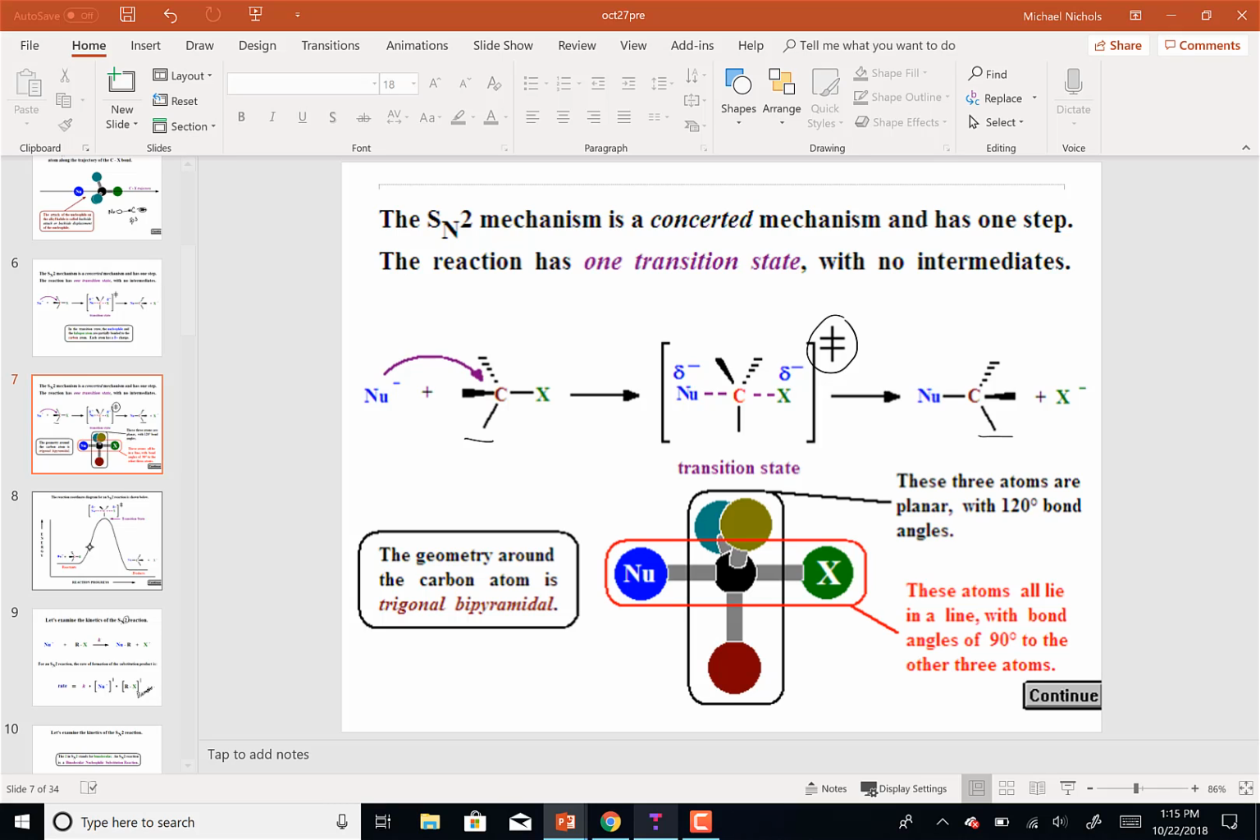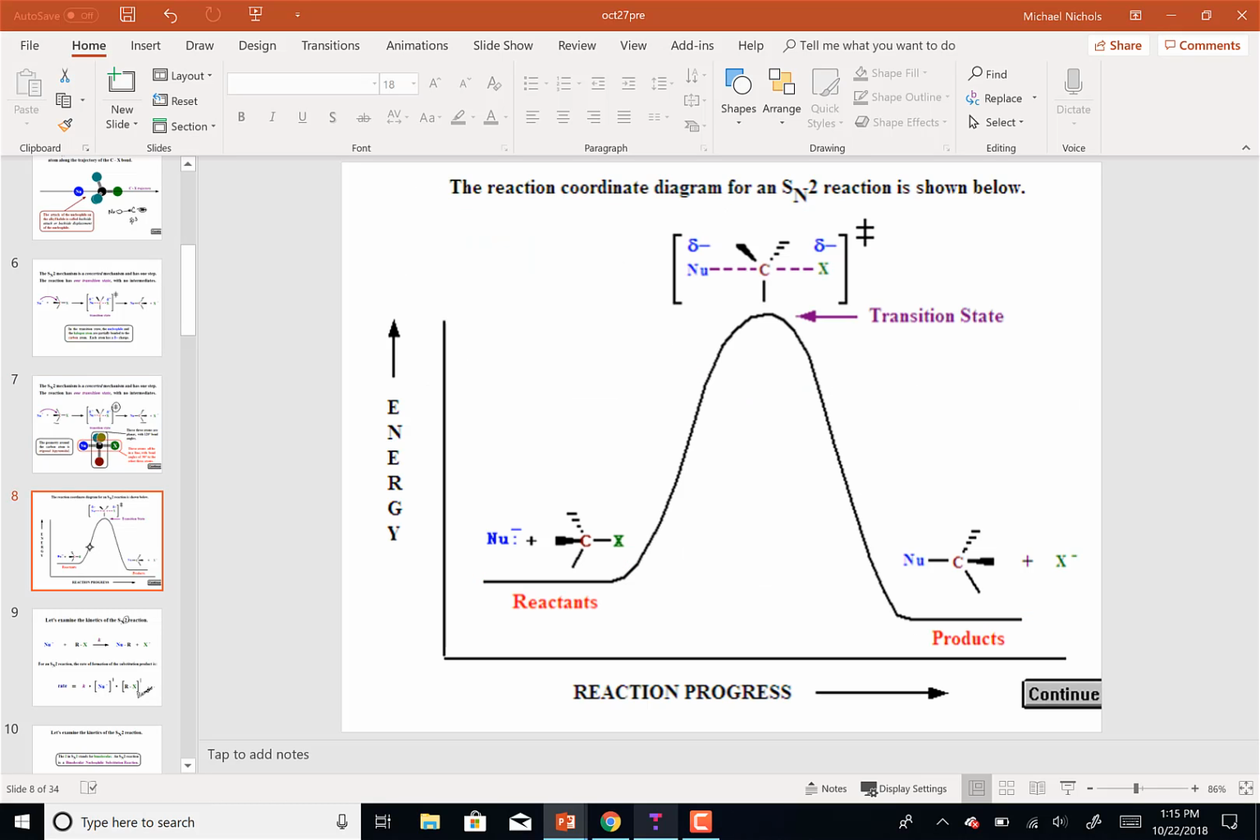Okay. So in terms of the reaction coordinate diagram then, you have one transition state, but what's more important is for an SN2 reaction, you have no carbocation intermediates. When you have carbocation intermediates, that's an indication that you have an SN1 reaction. Okay. And in this case, we couldn't have any carbocation intermediates because we've got a primary halide.